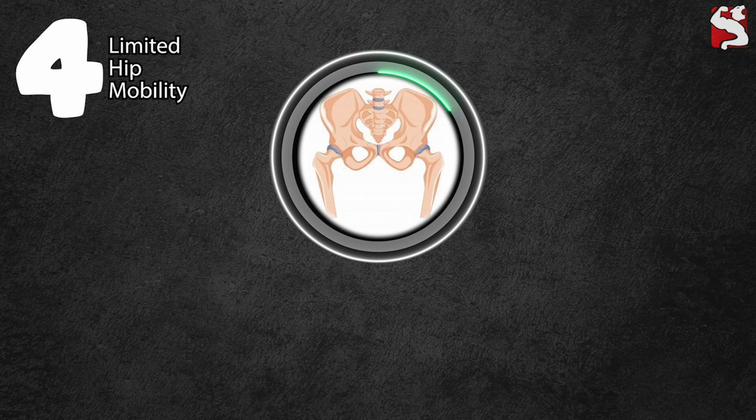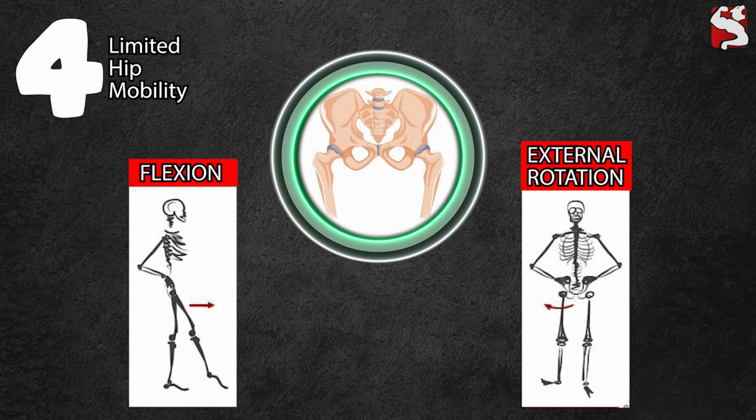And finally, number 4, limited hip mobility, which could restrict hip flexion and external rotation, the 2 movements needed for squatting. To work on your hip mobility, you can do these 3 effective drill exercises.